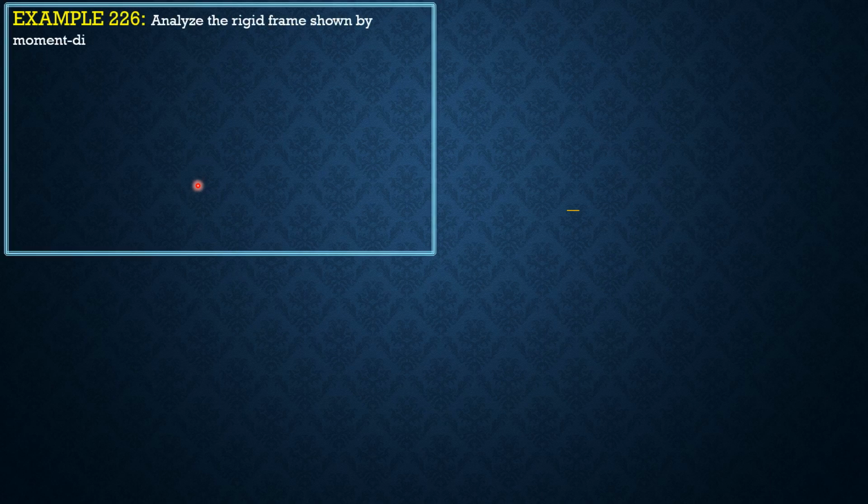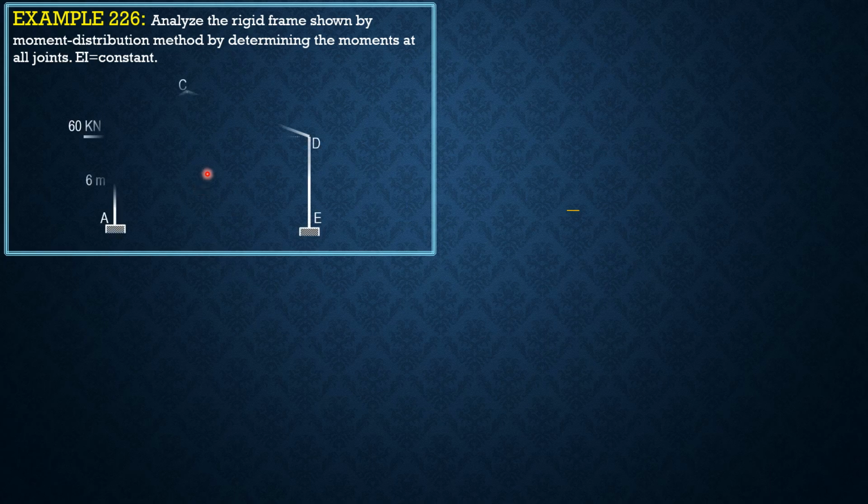Analyze the rigid frame shown by the moment distribution method by determining the moments at all joints. EI is constant. So here is the given frame. Remember that we have sideway displacement for AB, BC, CD, and DE.